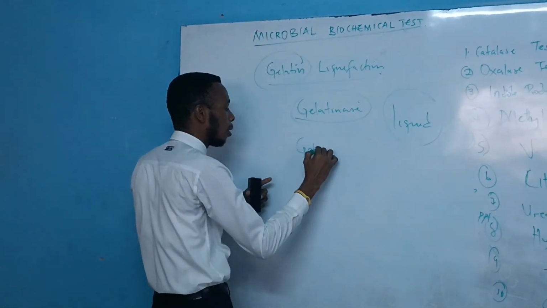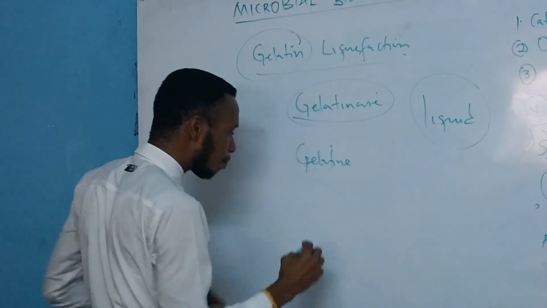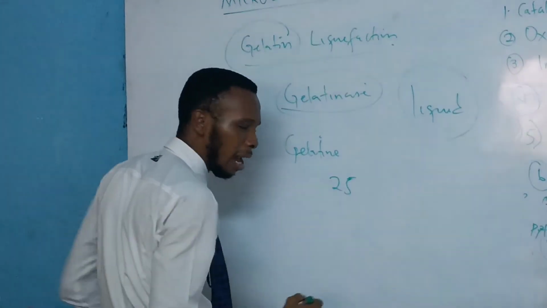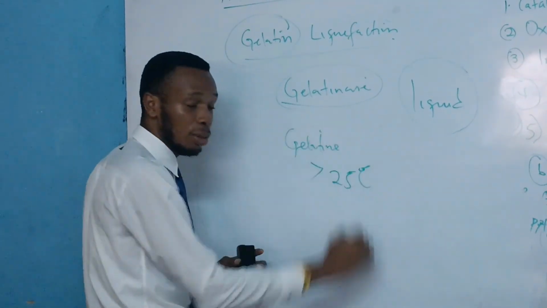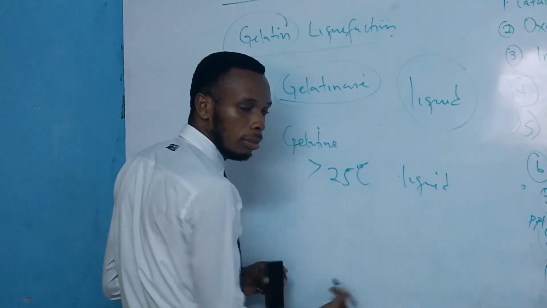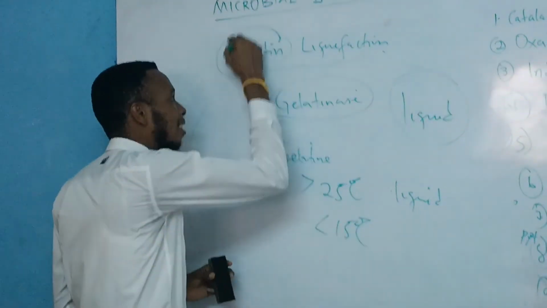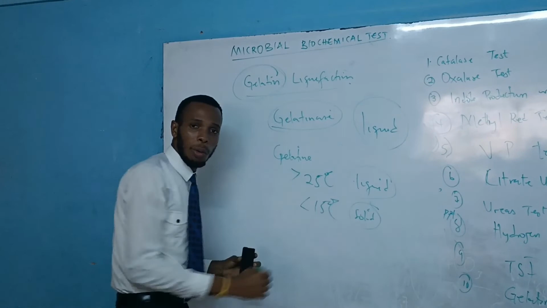Basically, let's first look at the properties of gelatin. At temperatures beyond 25 degrees, greater than 25 degrees, gelatin is usually liquid. And at temperatures below 15 degrees, gelatin is usually solid. Yes, that's what usually happens.